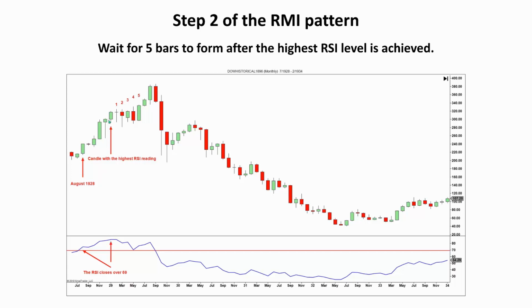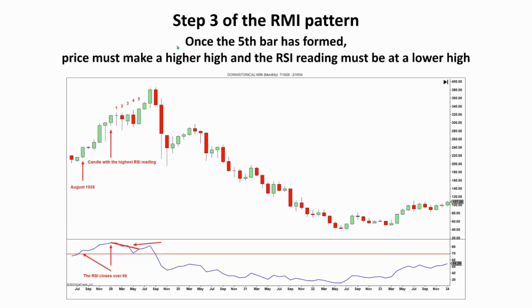And then from there, we're going to wait 5 bars. If it's a monthly chart, which this is, we'll wait 5 months. If it's a daily chart, we'll wait 5 days. If it's a 30-minute chart, we'll wait 150 minutes before we start to see this pattern form. So we wait 5 bars from the highest RSI level out there.